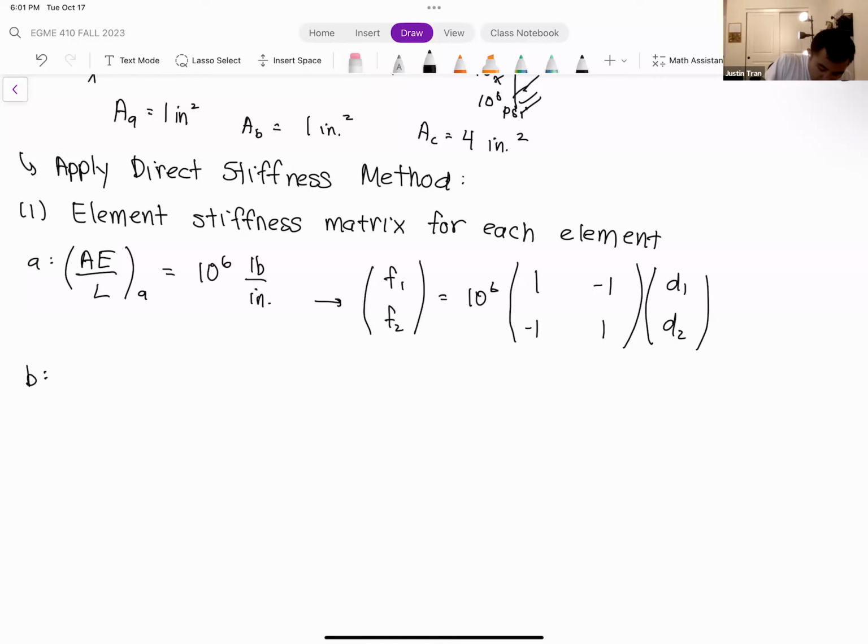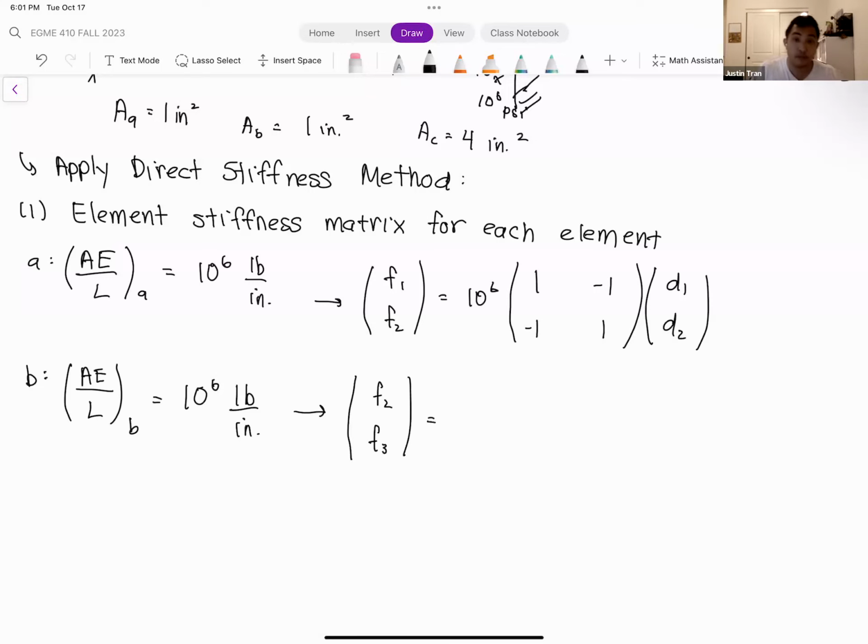Let's do the same thing for element B. I'm going to go a little faster here because it's mostly the same. All the properties for element B are the same, so its AE over L is 10 to the 6 pounds per inch. Element B is connected to nodes 2 and 3, so F2, F3 is equal to 10 to the 6, times the matrix 1, minus 1, minus 1, 1, times D2, D3.